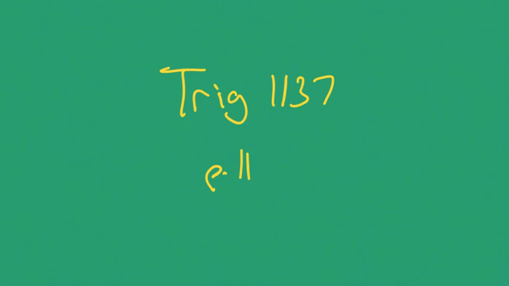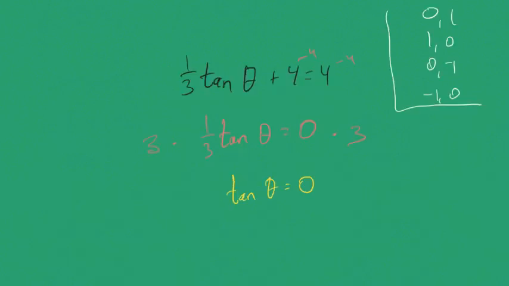All right, let's look at problem number 6 on page 11 of Trig Pace 1137. On this problem, we see that it says 1/3 the tangent of theta plus 4 equals 4. So we can subtract 4 from both sides, and that simplifies to just 1/3 tangent of theta equals 0. And then we can get rid of this 1/3 by multiplying by 3 on both sides.